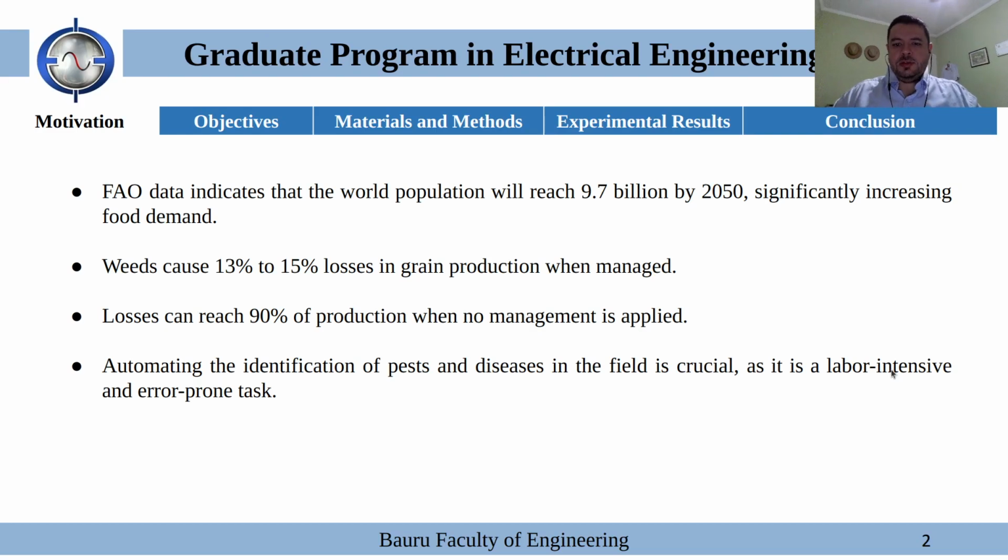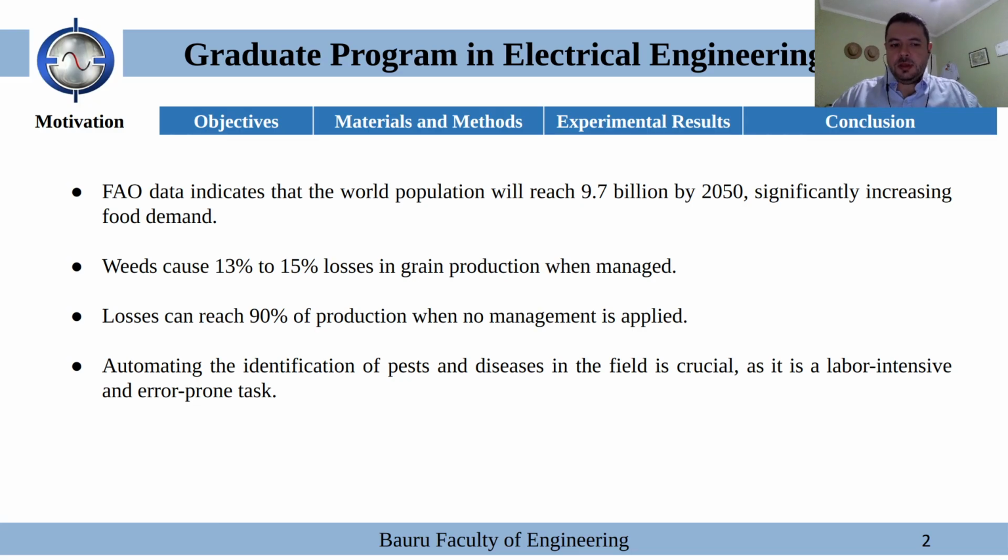This research emerged because of the need for food production. According to the FAO, the population is expected to reach 9.7 billion by 2050. Therefore, it will significantly increase the food demand. And when we talk about food production, we can focus on several crops. But if we think of cereal, we're going to be talking especially about corn and soybean.